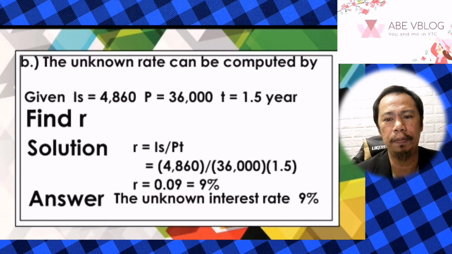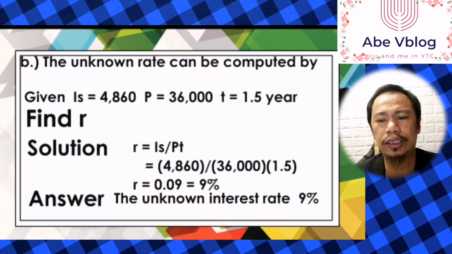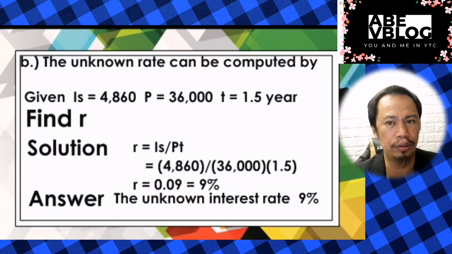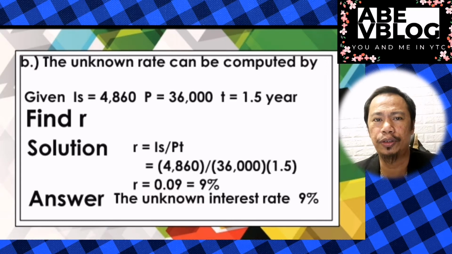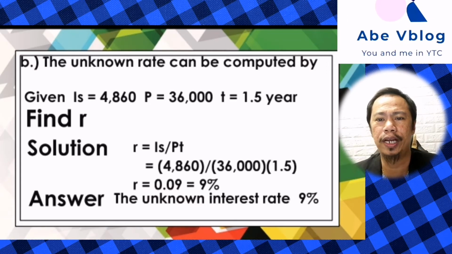Now we solve for the B. So the given is IS is equal to 4,860. Then the P is 36,000. The time or the term is 1.5 years. So we are asked to solve for the R.